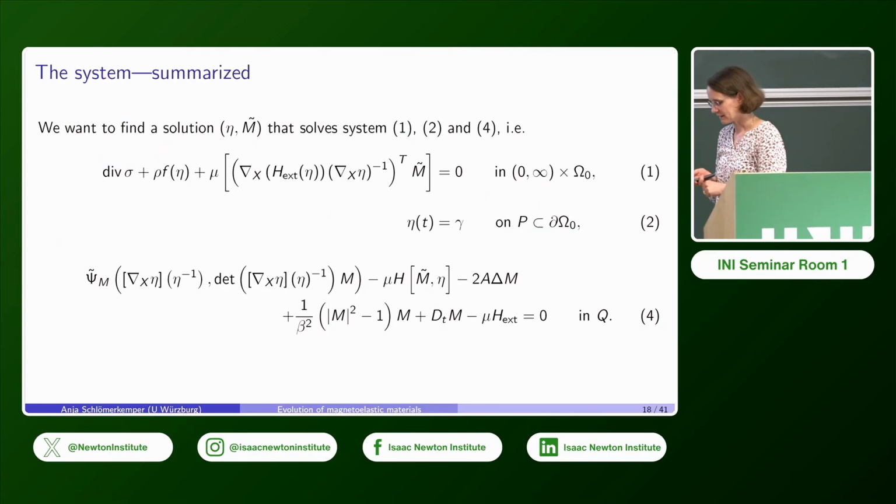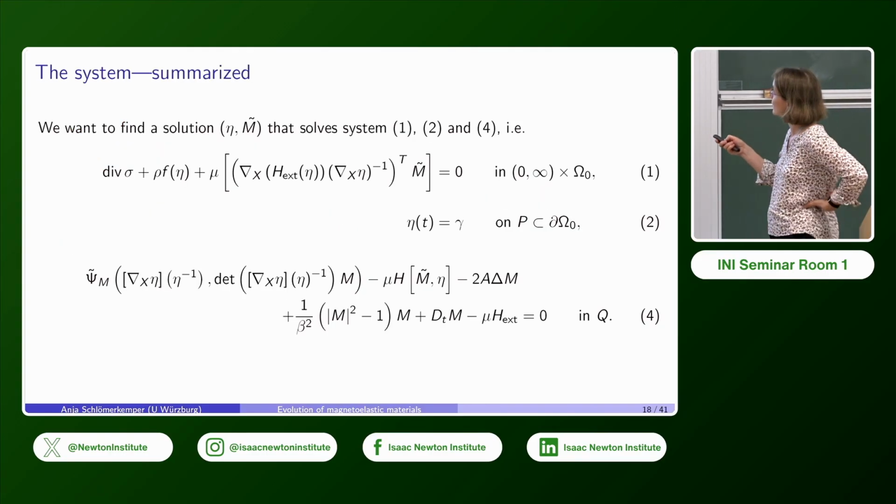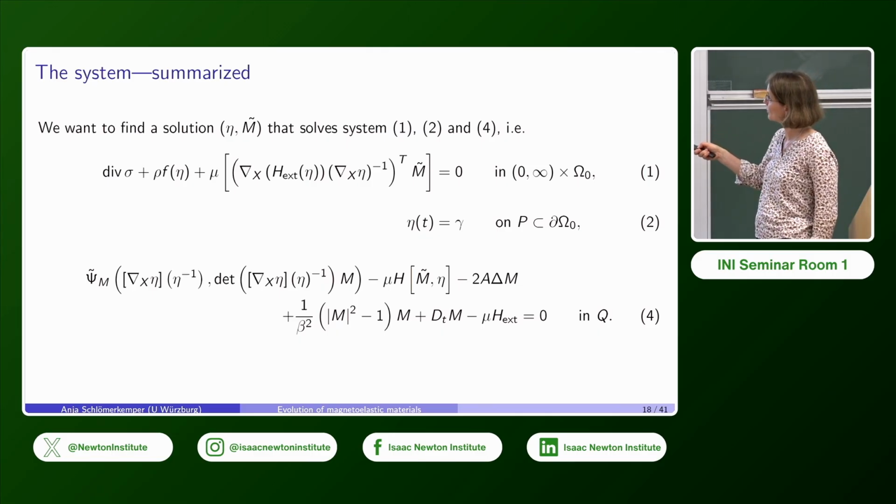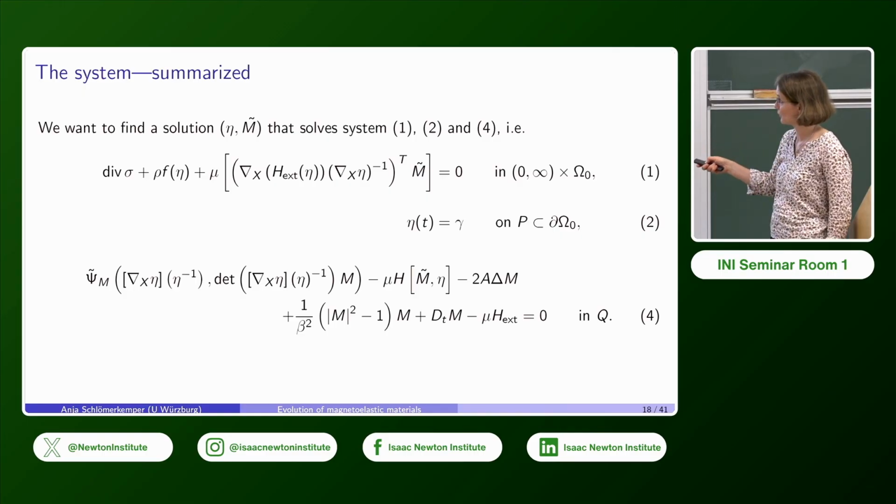Okay, let's summarize the system that we have so far. It's the equation for eta, the balance of momentum, boundary condition for eta, and then we have the equation for the magnetic force.